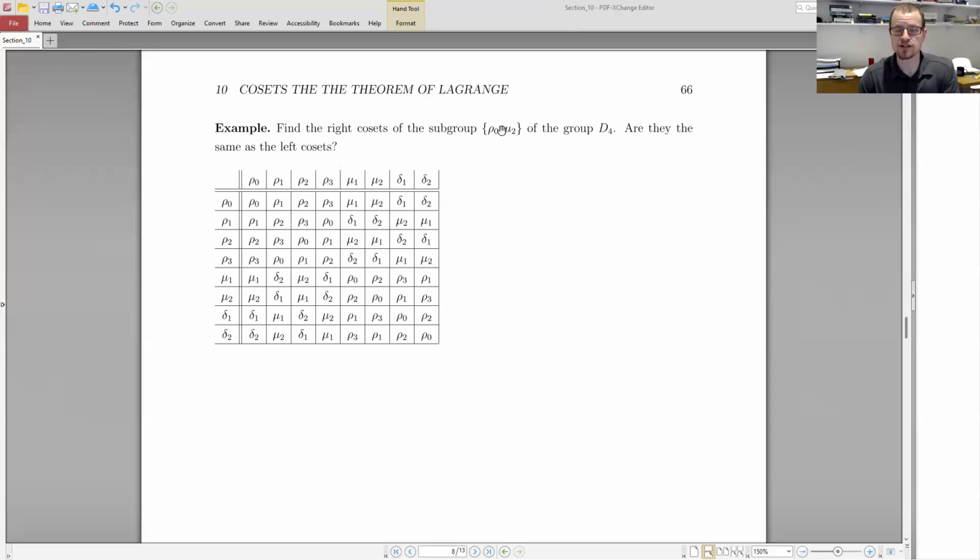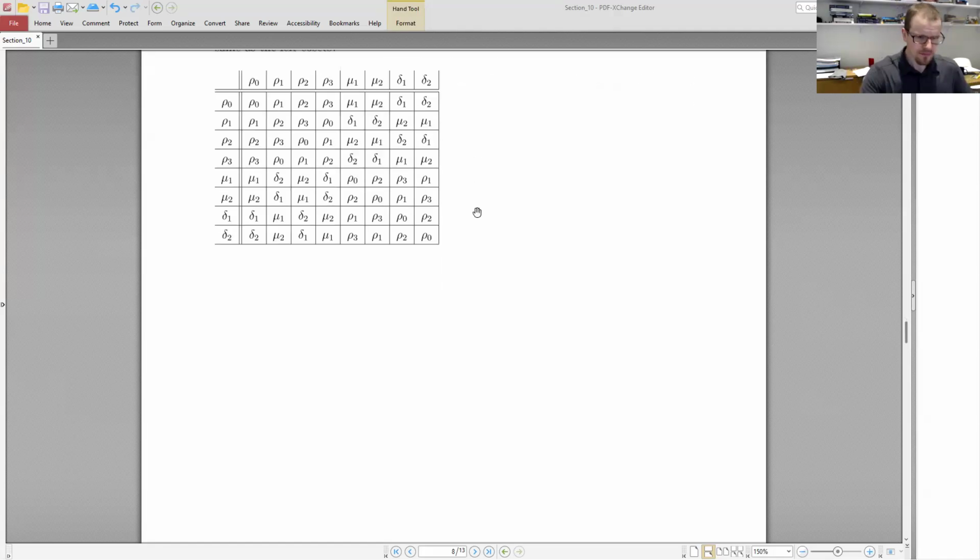Welcome back. Let's take a look at the right cosets of our group here. So in our last example, we computed the left cosets of this subgroup inside of that group. And we want to determine then if the right cosets are the same as the left. If I want to determine the right cosets, I am simply taking that subgroup H and multiplying on the right by each of the elements.